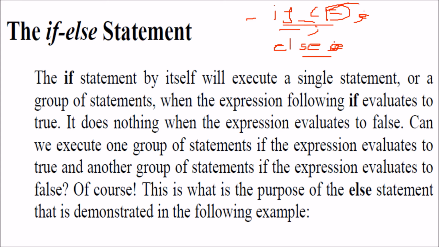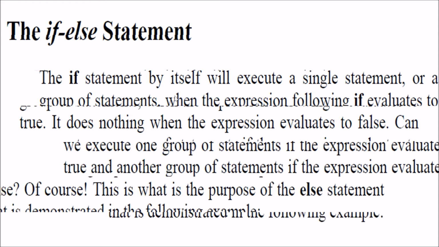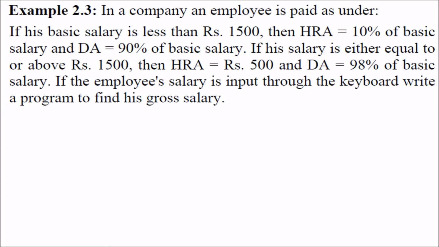If condition is true, this line will be executed. If this condition is false, then whatever you have written after else will be executed. We'll see this with an example. If you are talking about a company, if in a company an employee is paid like this, if his basic salary is less than 1500, then HRA will be 10% of the basic salary, DA will be 90% of the basic salary. If his salary is either equal to or above 1500, there are 2 cases. If it is less than 1500, HRA and DA is like this.